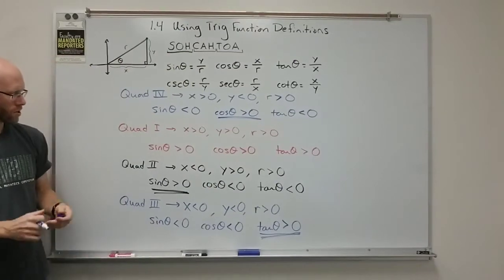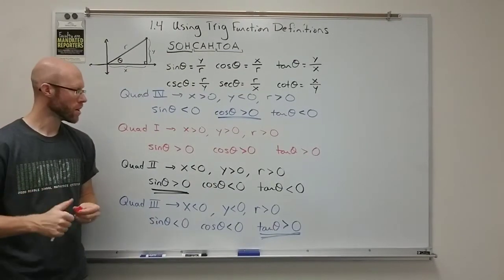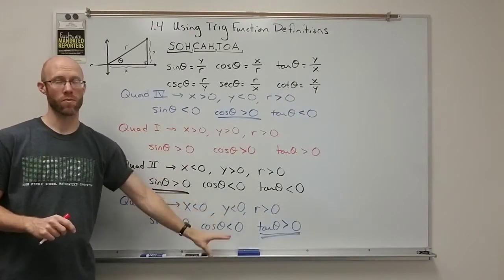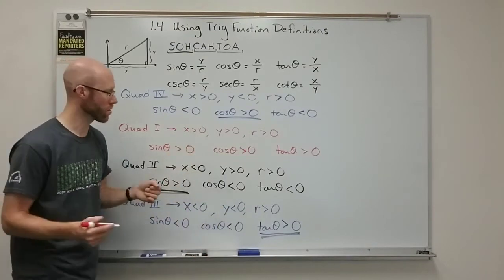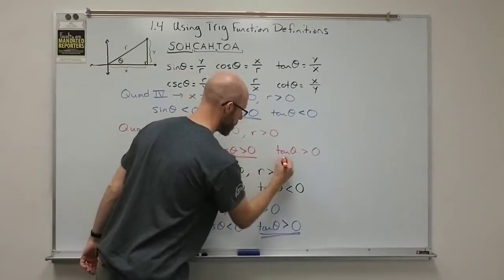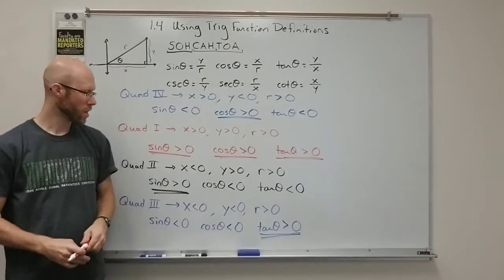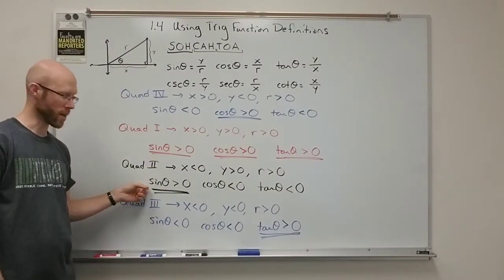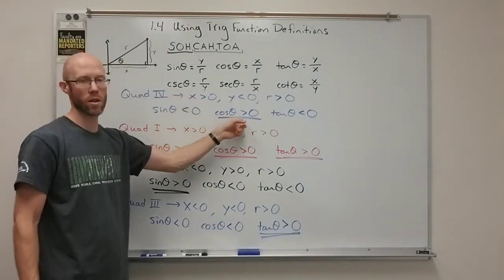Okay, so when I look at all four quadrants now, I can identify which trig function is positive, and then all the other ones are negative. So in the first quadrant, all three were positive. They're all greater than 0, right? In the second quadrant, only the sine. Third quadrant, only the tangent. And in the fourth quadrant, only the cosine.